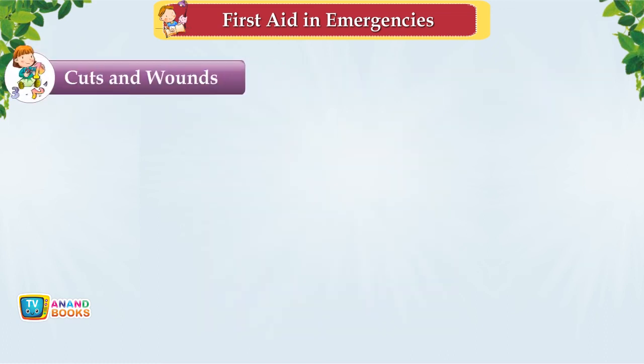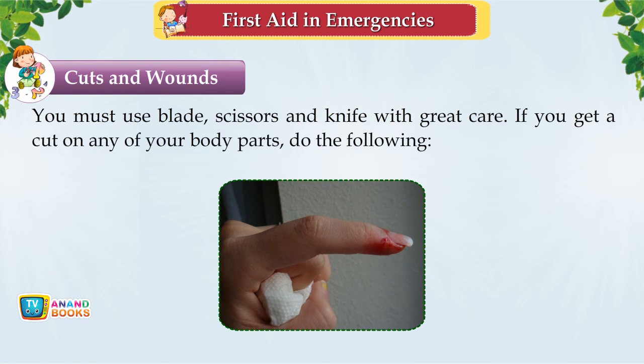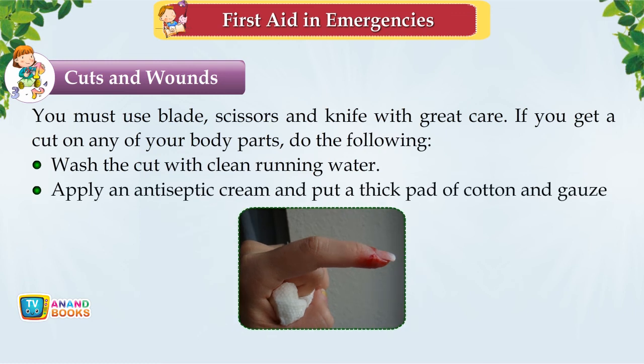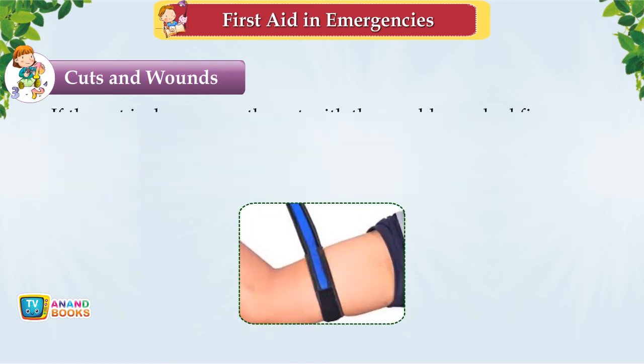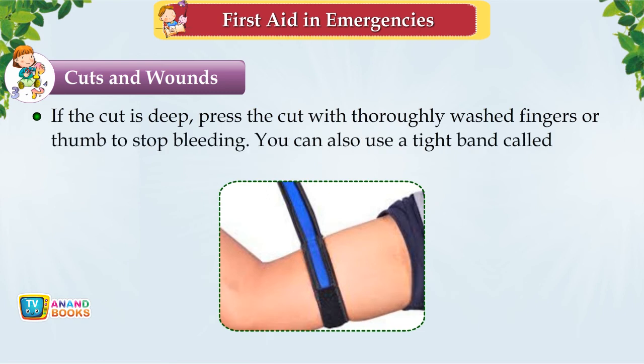Cuts and wounds. You must use blade, scissors and knife with great care. If you get a cut on any of your body parts, do the following. Wash the cut with clean running water, apply an antiseptic cream and put a thick pad of cotton and gauze over the cut. If the cut is deep, press the cut with thoroughly washed fingers or thumb to stop bleeding.